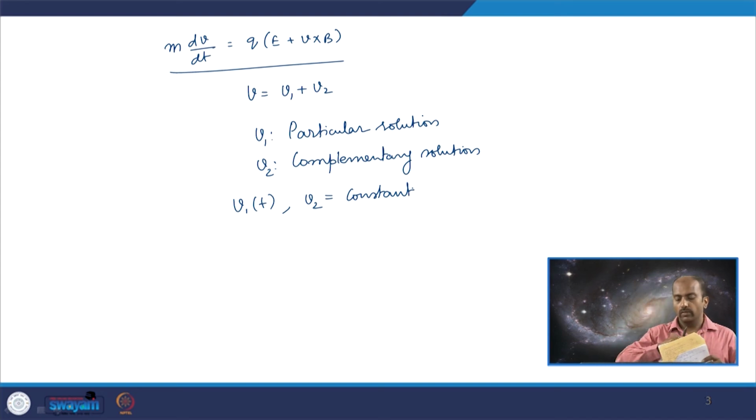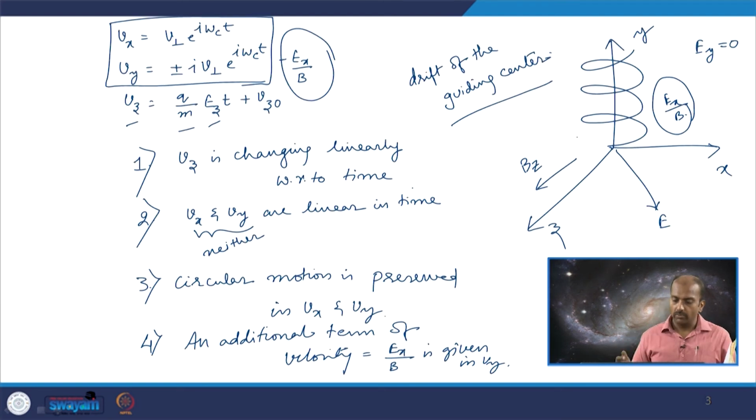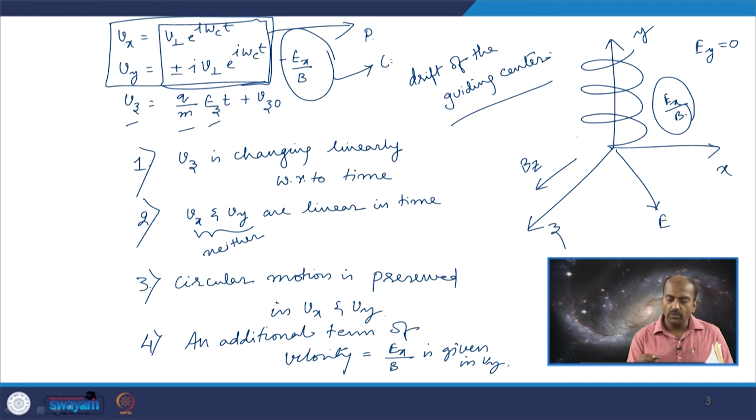Let us say, so here also you can see what I am trying to say is that, see this solution, this is the solution of this particular differential equation, right, the Lorentz equation, where you have the charge and mass appearing on the right hand side. So, what you see is these two parts, I have already underlined them. So, you have to understand. This part is the particular solution and this part is the complementary solution.